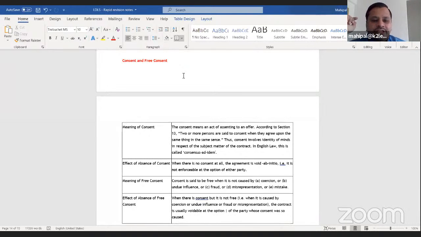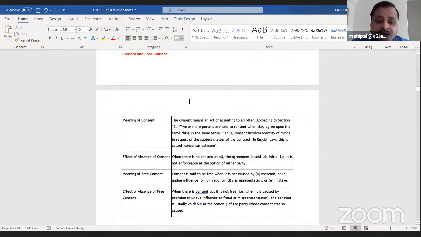Great. Next, consent and free consent. Consent means giving an assent to the offer. Free consent means whenever you provide your assent, it should not involve any force. In case of consent missing, it is void. In case of free consent missing, it is voidable at the option of the aggrieved party.